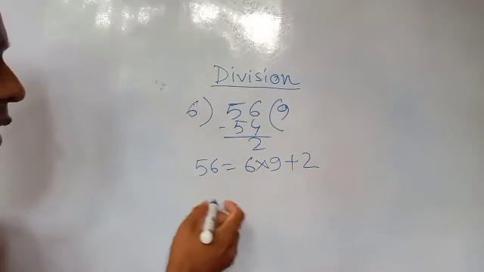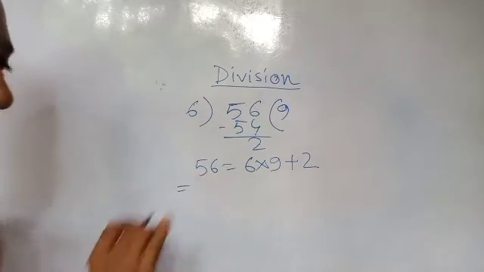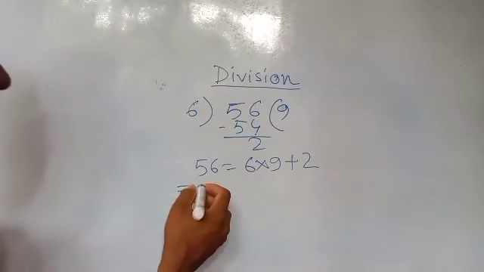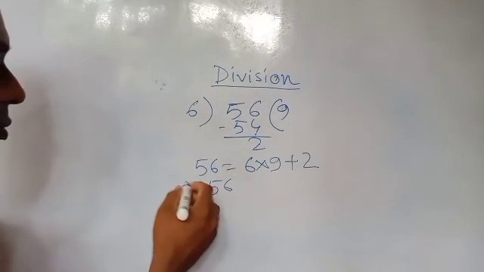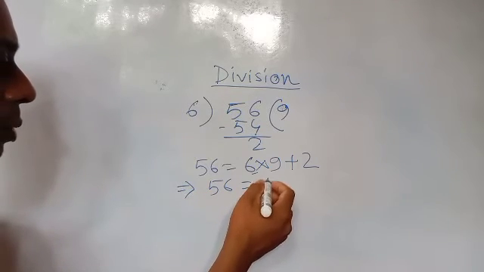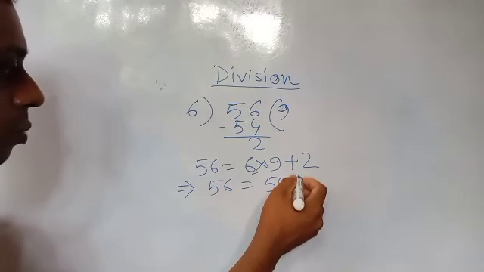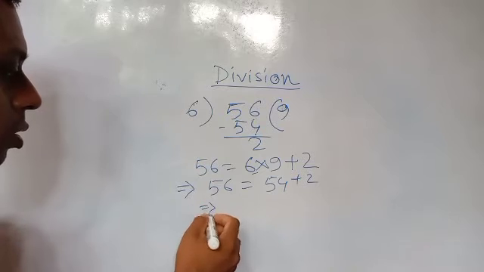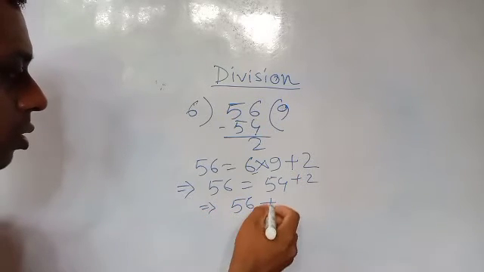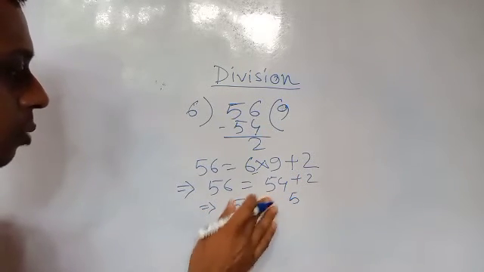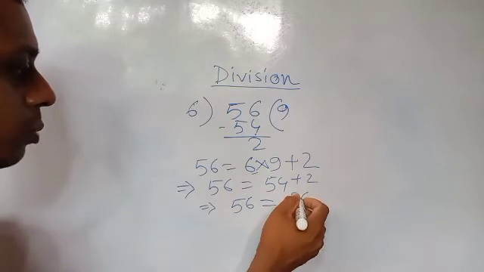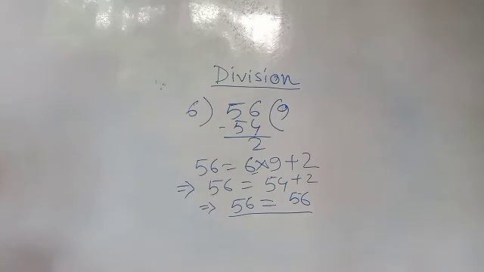You have to write the formula also, then you put the value. First you write the formula, then you put the value. Then 56 equals 6 nines are 54 plus 2, that is 56 equal to 56. Now you see both sides are equal. That means your answer is right. Your process is right. So this way you can check division.